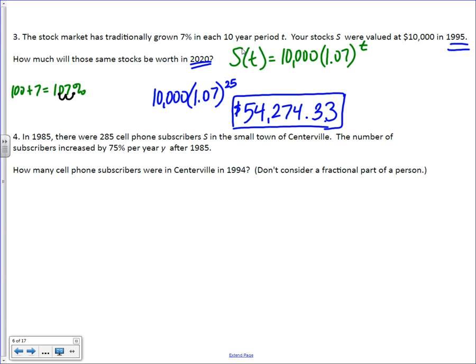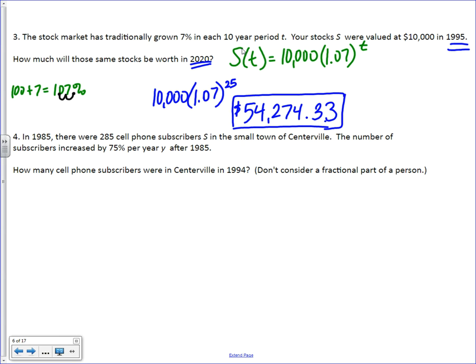On your calculator? Okay, so ready? Let's do 1.07 to the 25th and then hit equals. And then times that by 10,000. And let's see if we came up with that 54,000 number. Are you okay now, though? We're good? Okay. How's everybody doing?